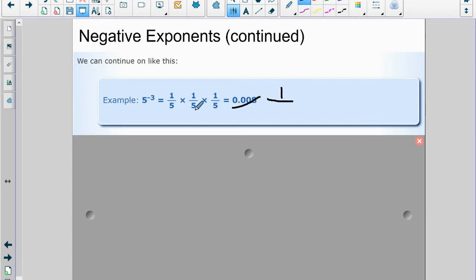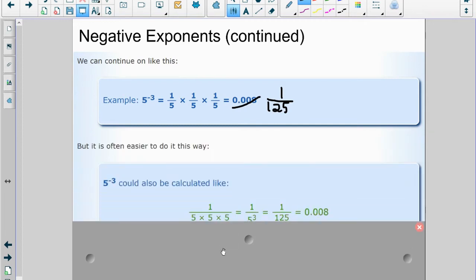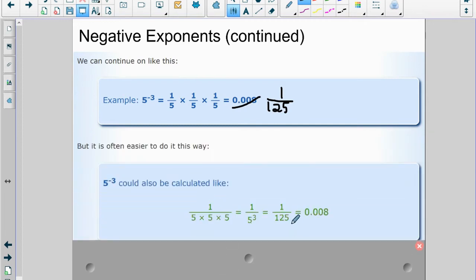If you do 5 times 5 times 5 in the denominator, that's 125. So 1 over 125 is another representation of 0.008. And this is really going to show you exactly what I went through. It's easier to think of it as, well, I'm grouping together these 3 5s in the denominator, so I can write that as 5 cubed in the denominator, which is 125.